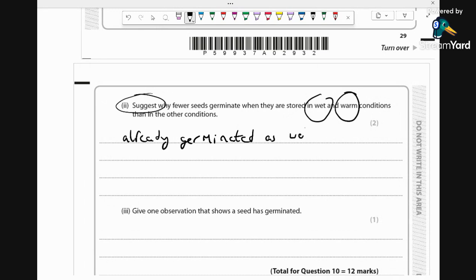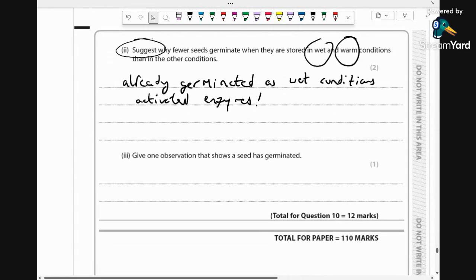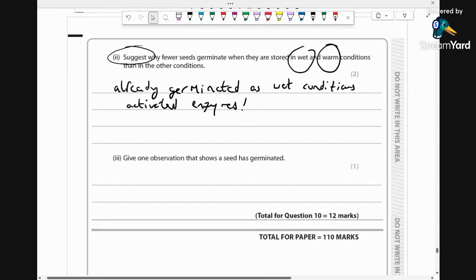As the wet conditions will have activated enzymes needed for germination. Give one observation that shows that a seed has germinated. Well, of course, you end up with a radical and a plumule.